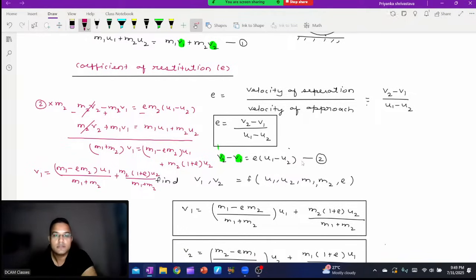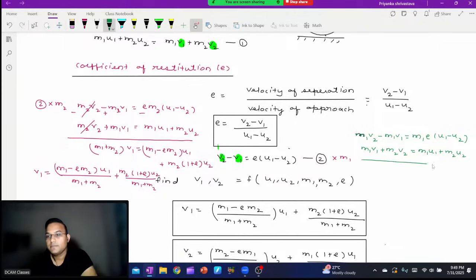Multiply this with what we want. v2 we want now, so we'll cancel v1. So multiply this equation with m1. Same way, you'll get m1 v2 minus m1 v1 is equal to m1 e into u1 minus u2. The other equation you have is m1 v1 plus m2 v2 is equal to m1 u1 plus m2 u2.